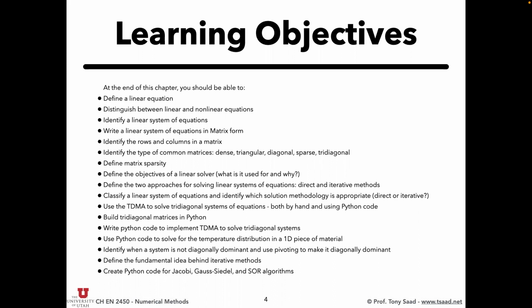I like learning objectives. So each chapter has a bunch of learning objectives. This is a non-exhaustive list of the things you're going to learn. So this is a subset of what you will probably be learning in this chapter. You'll be able to define a linear equation, distinguish between linear and nonlinear equations, identify a linear system of equations. It's kind of boring to just read from the slides, but it kind of helps remind us of what we're going to learn. You'll be able to write a linear system of equations in matrix form.